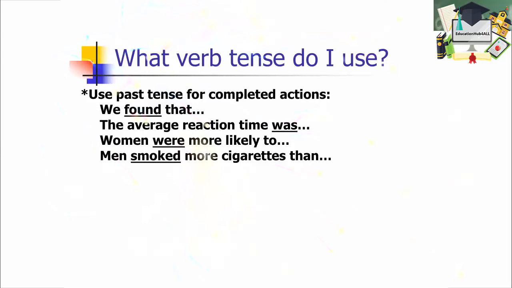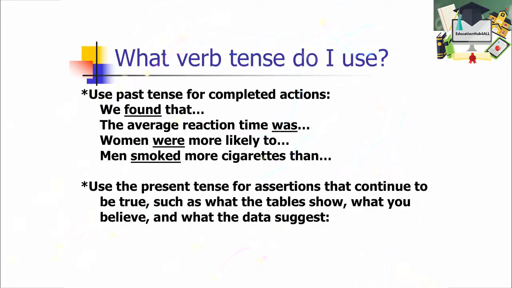But if you're talking about assertions that continue to be true, such as what the tables show or what the data suggest, these statements belong in the present tense, because it's still true when your reader reads the paper that figure 1 shows the means of the groups. This continues to be true. So if you say figure 1 shows, you should put that in the present tense because the figure is still showing that when the reader reads the paper.